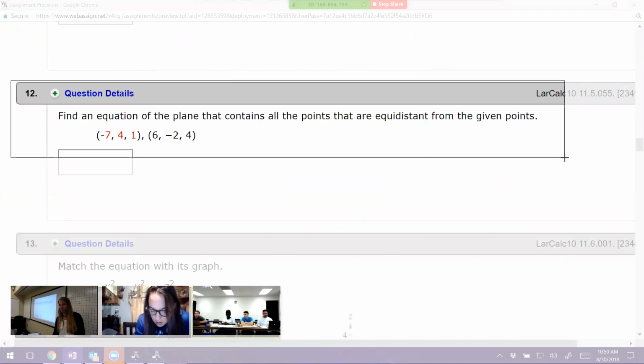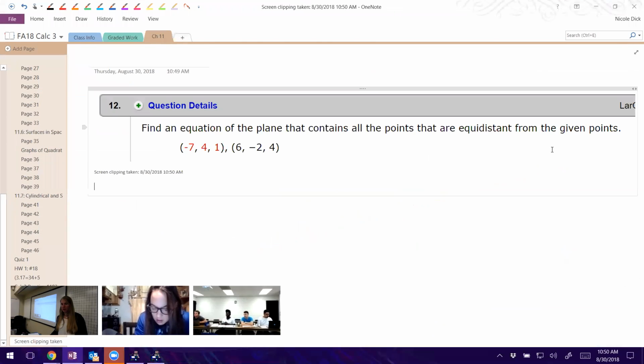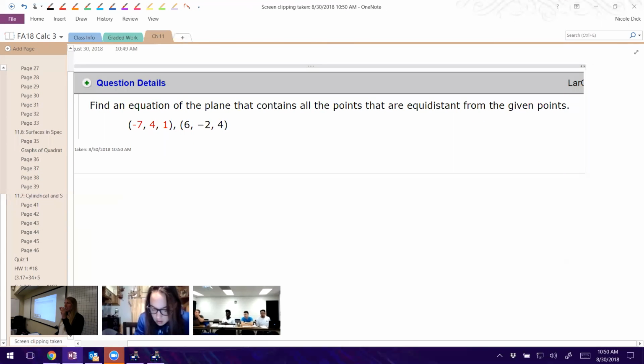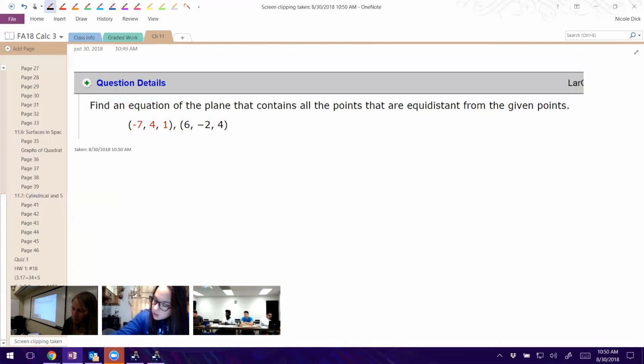What you said for this, Russell, is what we want to do. All right, so we've got these 2 points. What do we need to write the equation of a plane? We need two things: a normal vector and a point. We are not given either of those yet. These points are not on the plane, so we need to find both that point and a vector.